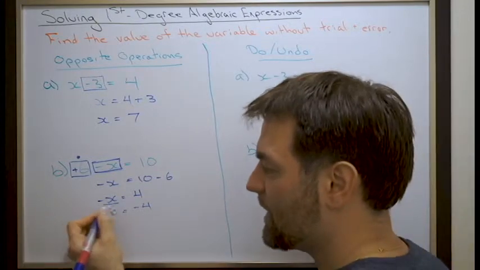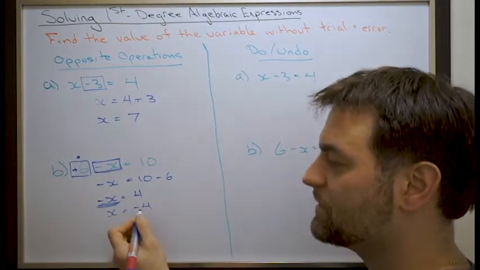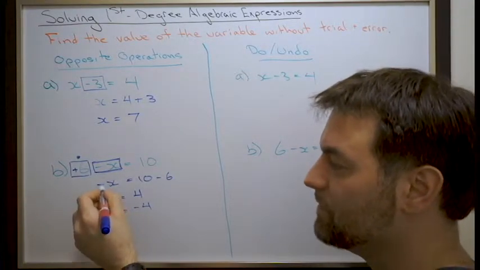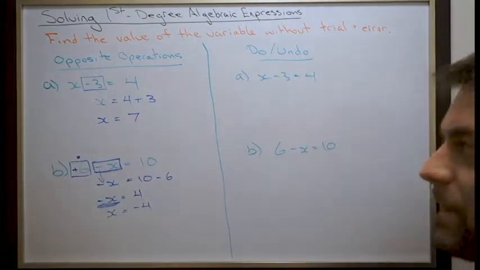So whenever you have this situation here, when there's a negative x, you do the opposite sign on the other number to get the positive x. Don't forget to include that negative sign as you go down as well.